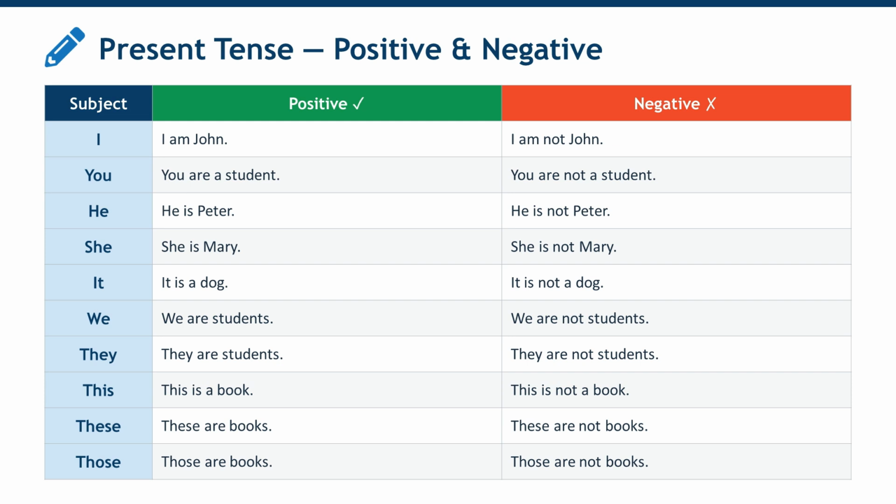This is a book becomes this is not a book. These are books becomes these are not books. Those are books becomes those are not books. So the rule is simple. Just add not after am, is, or are to make a negative sentence.